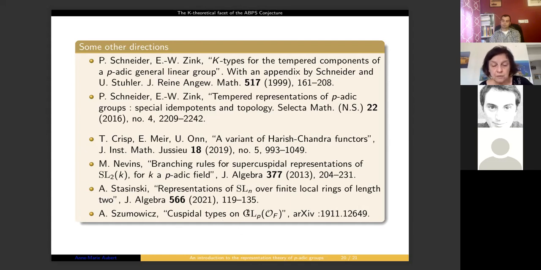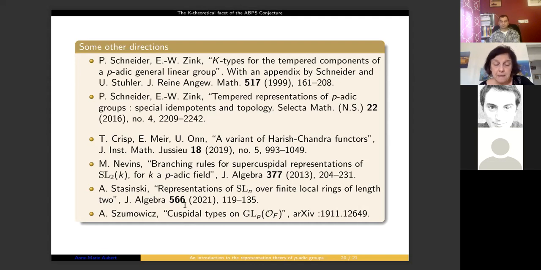And also, the relation between this theory and the theory of types is not easy to deal with. So there are some results by Stasinski and Stevens, and also the paper in the case of GLP, where P is prime over OF, by my former student, Anna Tsumovic.